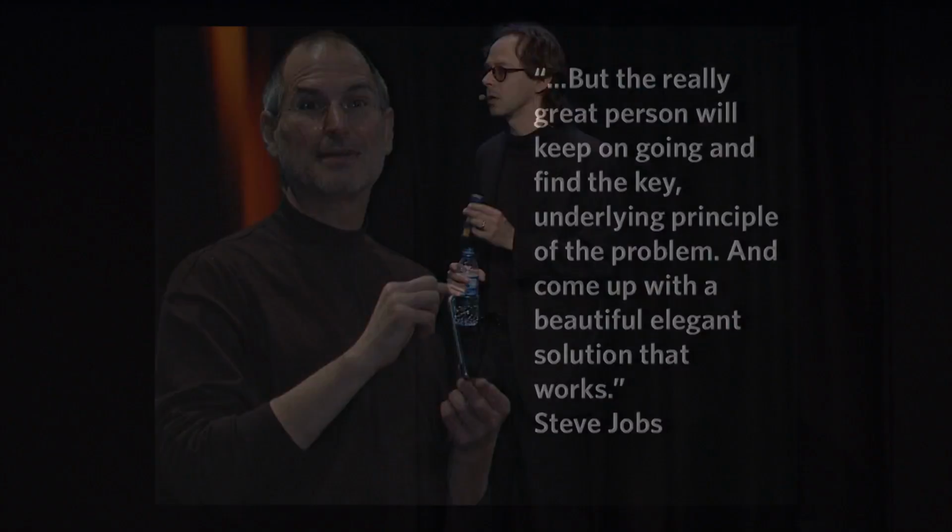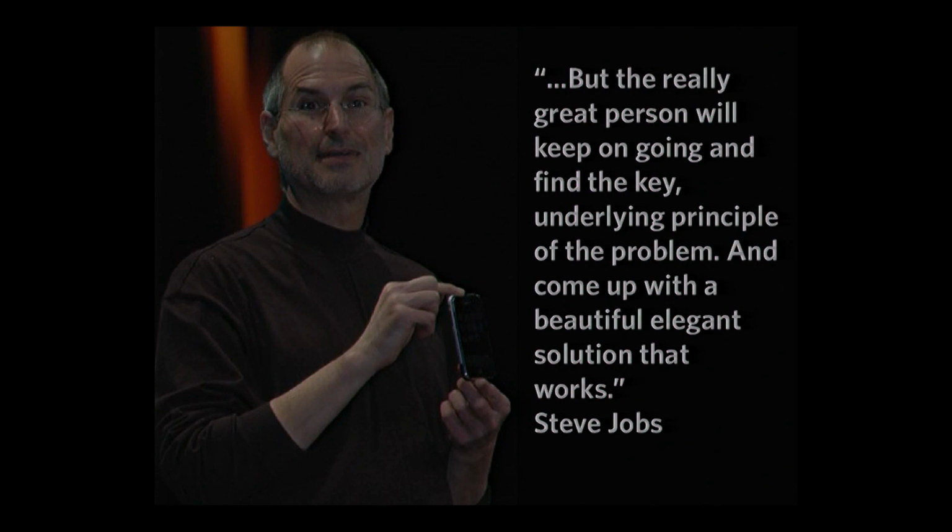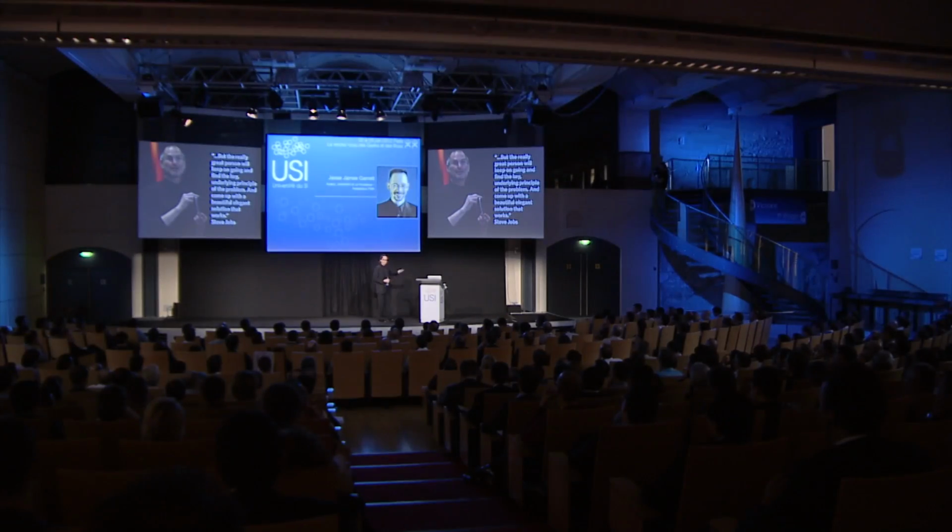Let's go back to Steve Jobs and the third part of what he says about creating products that people can't live without. He says, the really great person will keep on going and find the key underlying principle of the problem and come up with a beautiful, elegant solution that works. A beautiful, elegant solution that works. Sounds exactly like the kind of thing you would expect Steve Jobs to say, right? Maybe talking about the iPhone or the iPad.